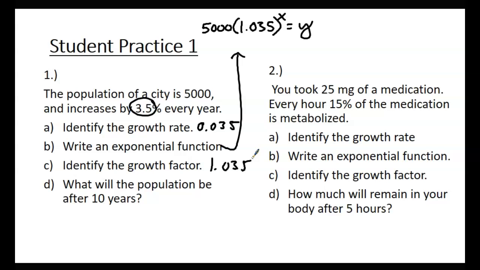What will the population be after 10 years? It should have been like 7,053? If you round up, maybe. You can round down, that's reasonable. Or you can round up. Either one is good when you're talking about a discrete number like that.